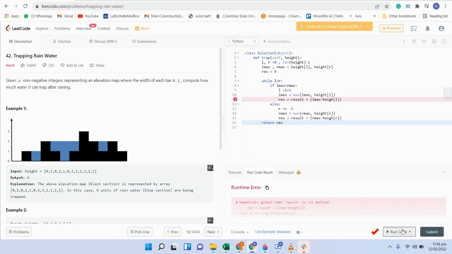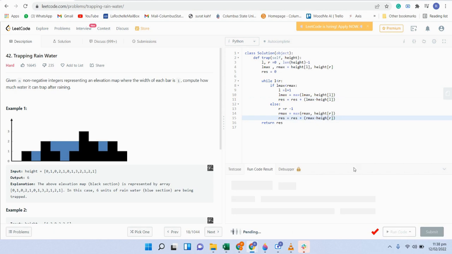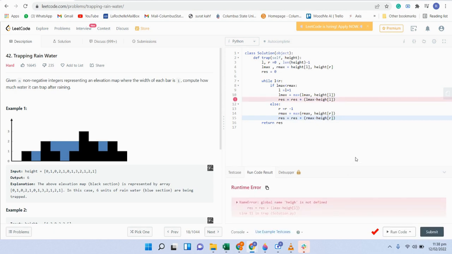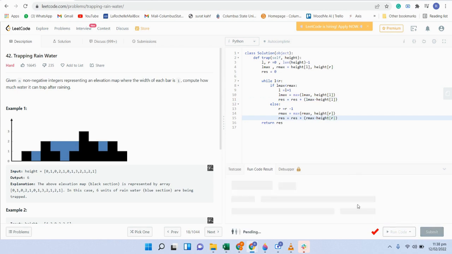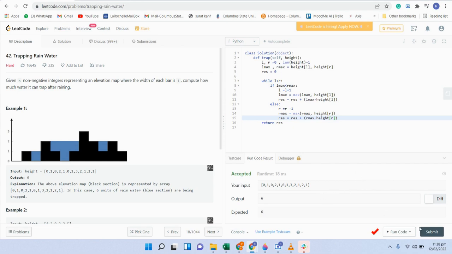As always, a little bit of error. Result is not defined, as always. Okay, run the code. Don't show me any error now. Height is not defined. Okay, a spelling mistake. All right, and it has been accepted.